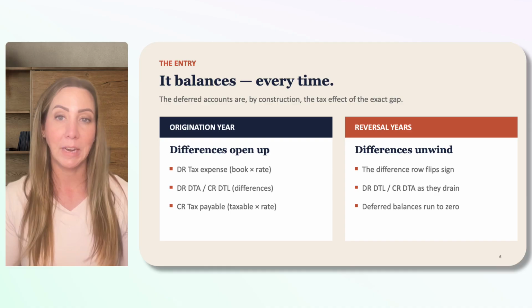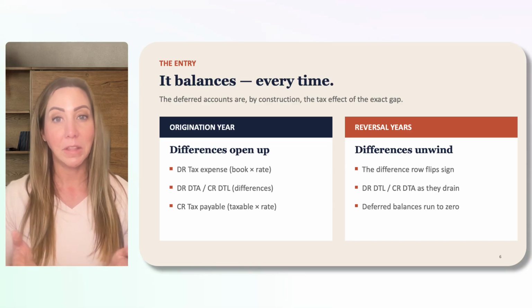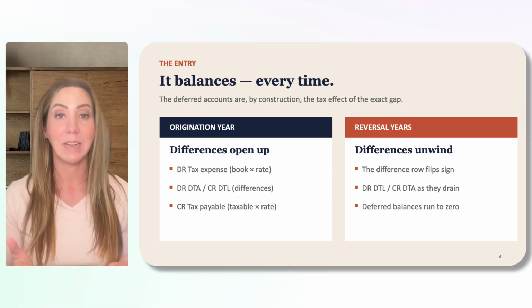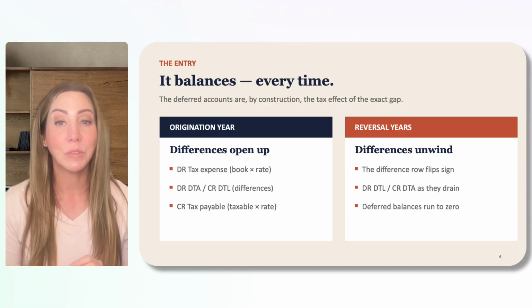Debit the DTAs you're creating, credit the DTLs. If you've done the reconciliation right, it balances every time. That's not luck. The deferred pieces are, by construction, the tax effect of the exact gap between your debit and credit. And don't stop at year 1.